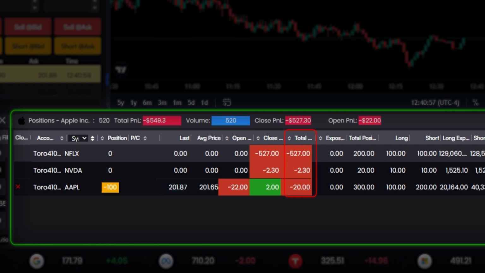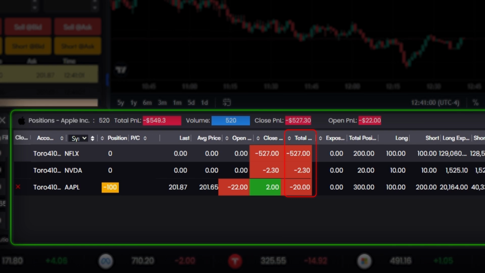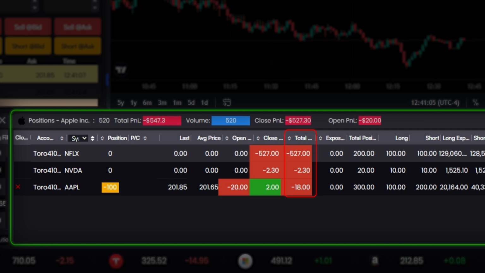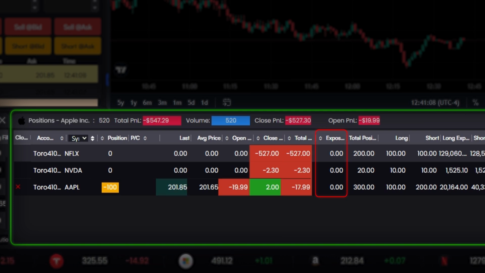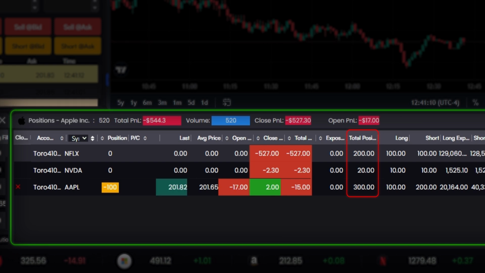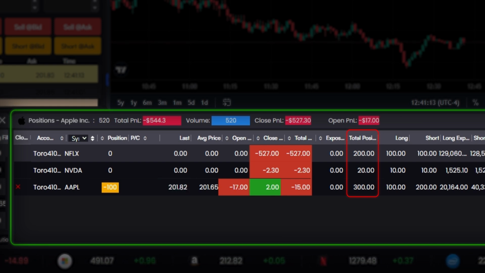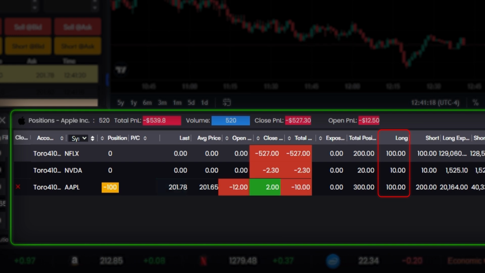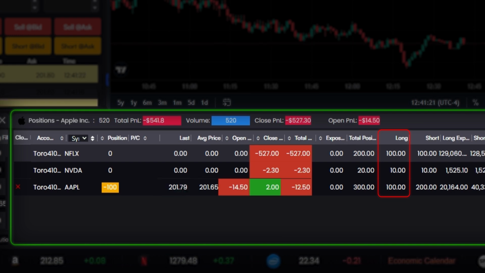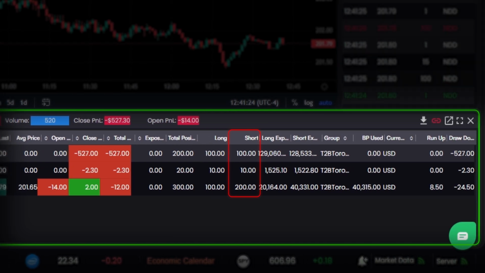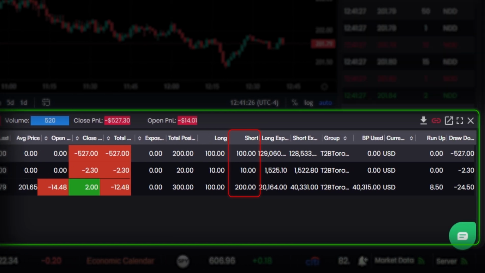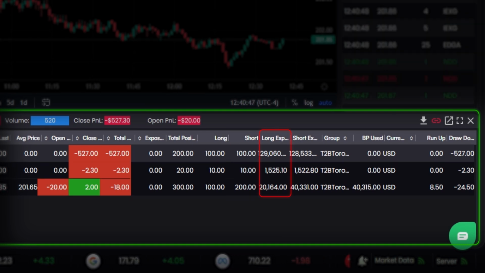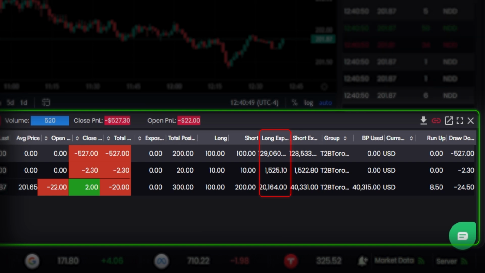Total P&L is the sum of your open P&L, the profit or loss from active trades, and your close P&L, the profit or loss from closed trades. Exposure: the total market value of a position. Total positions: total shares you traded for each symbol. Long trades: the total number of shares you traded long. Going long means buying shares with the expectation that the prices will go up. Short trades: the total number of shares you traded short. Going short means selling shares with the expectation that the prices will go down, then buying them back. Long exposure: the exposure of long trades.